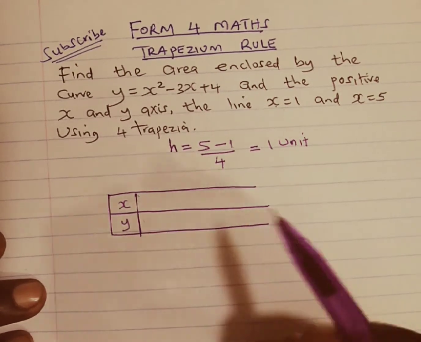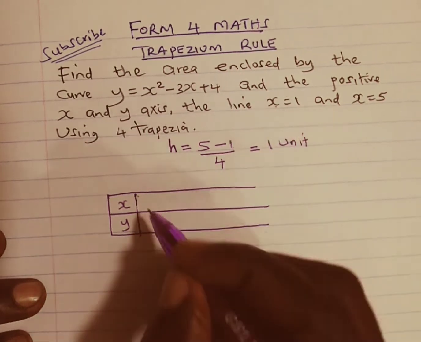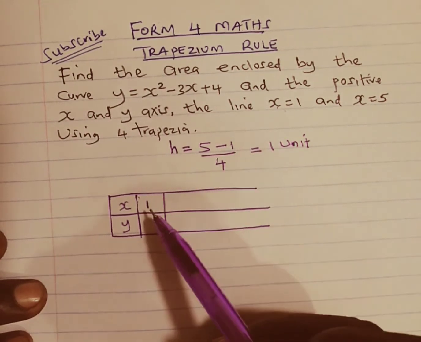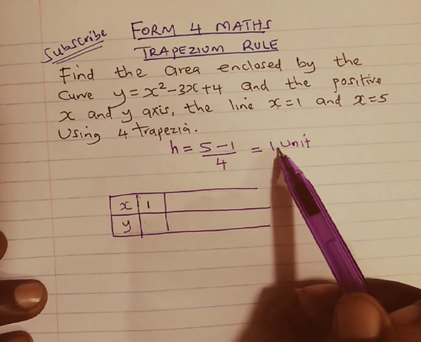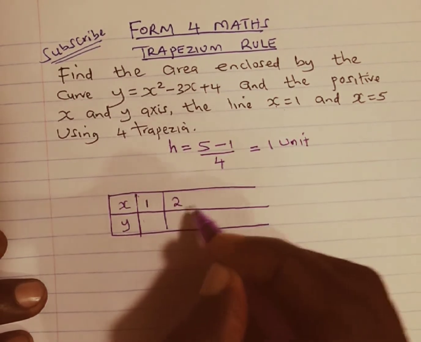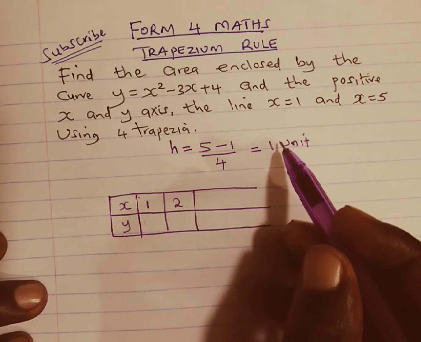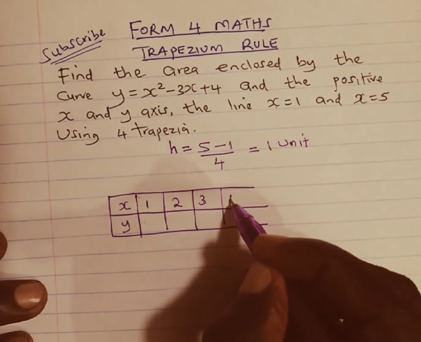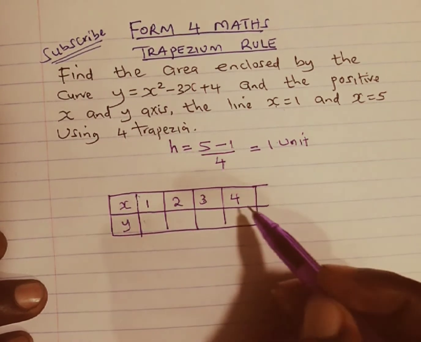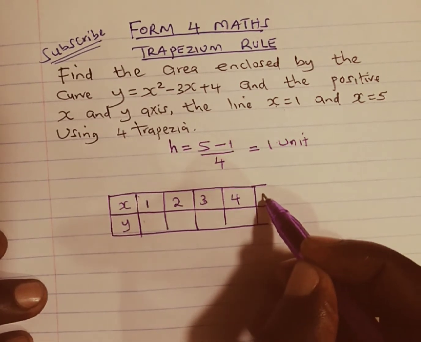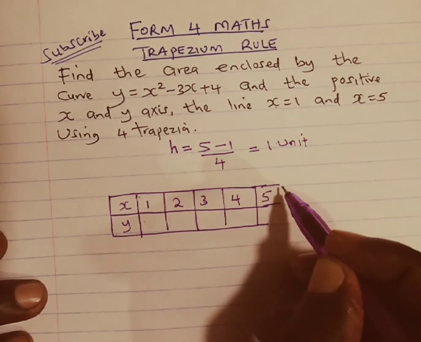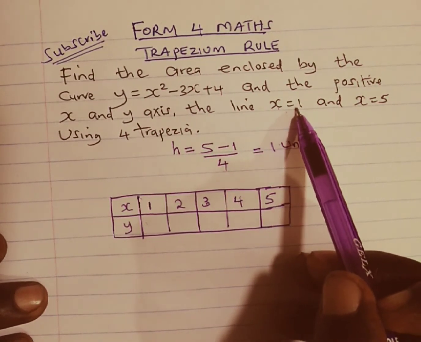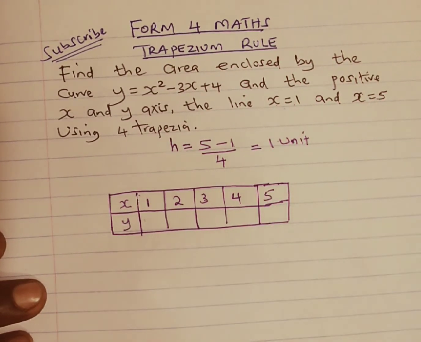Having developed the table, we begin with the minimum value of x, and in this case the minimum value of x is 1. To get the next value of x, we take the minimum, we add the height, which is 1. So if you take 1 plus 1, you get 2. Then to get the next, we take 2, we add the height, which is 1. We are going to get 3. Then from 3, you add the height, the next value is going to be 4. And then take 4, you add 1, which is the height. You are going to get 5. We stop there because we are supposed to estimate the area between the value of x is 1 and the value of x is equal to 5.